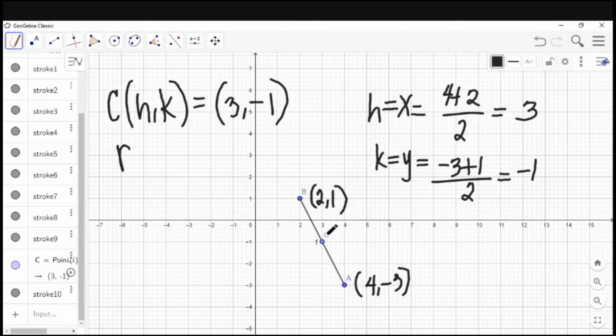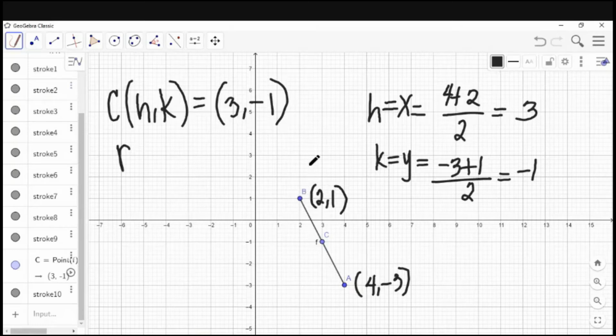And since I also have the coordinates of my center, I can also use the distance formula to get the value of the radius from the center to any point on my circle. So I can get it from the center to point A or from the center to point B.